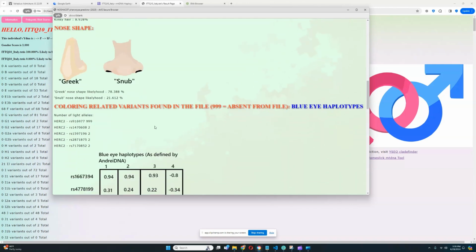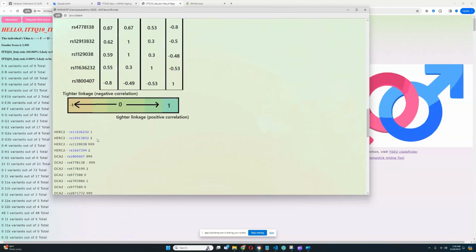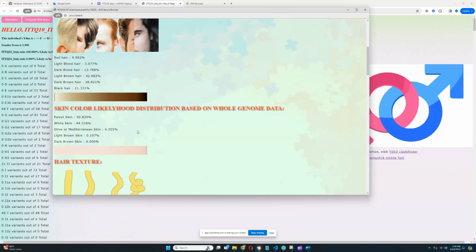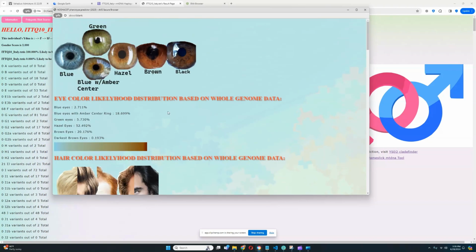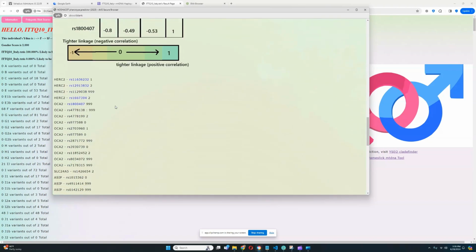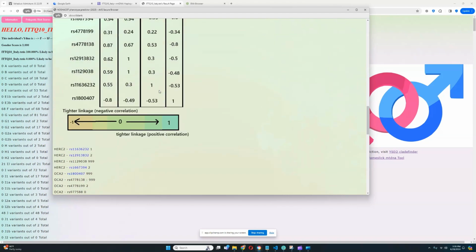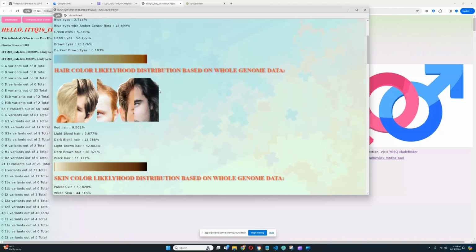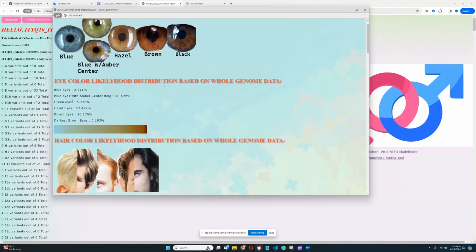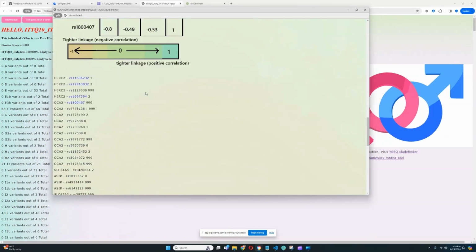Okay, for coloring related variants found in the file, it looks like he has blue eye haplotype 2. Heterozygous for blue eye haplotype 2. That's very interesting. So he's got BH2, heterozygous for BH3, he's got BH1. Despite that, he's still scoring highest for hazel eyes, which is very, very interesting. Typically, with this kind of genotype, you would be scoring blue eyes instead of hazel. So why is he scoring hazel eyes instead of blue when he's got this type of genotype?